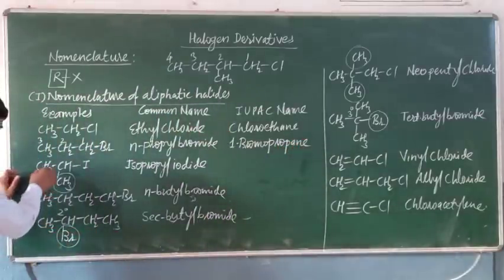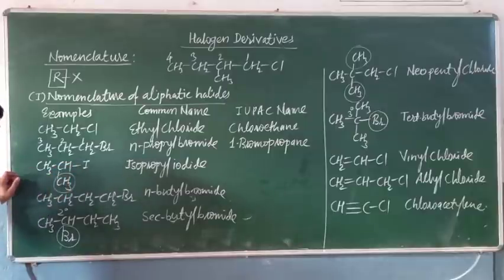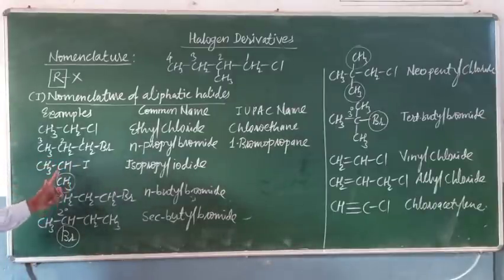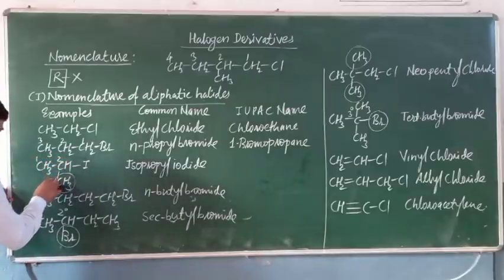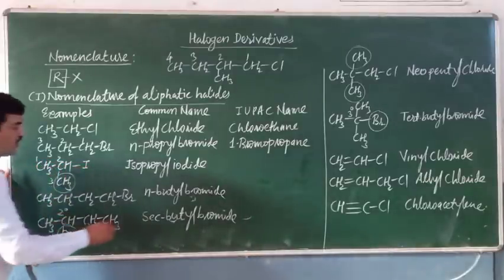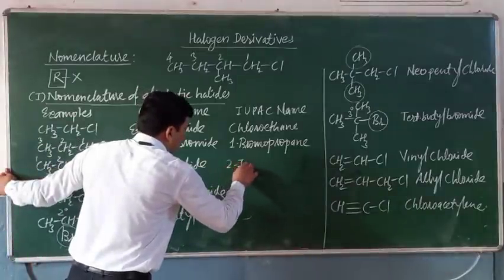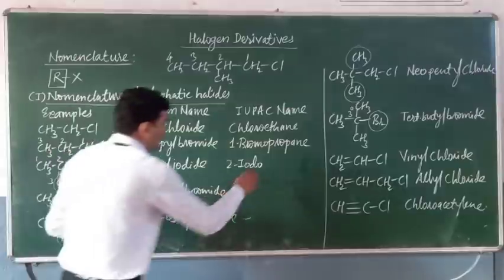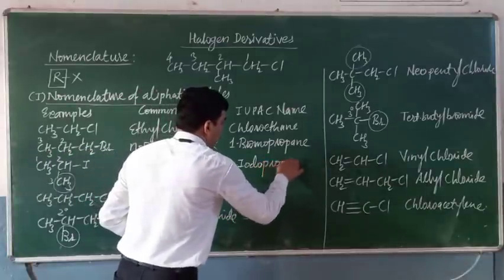The next example. In this case also there are 3 carbon atoms in the longest chain, and therefore its parent alkane is also propane. We can number the carbon atoms in the longest chain in this way: 1, 2, 3. The position of the halide is 2, the name of the halogen is iodo, and the parent alkane is propane: 2-iodopropane.